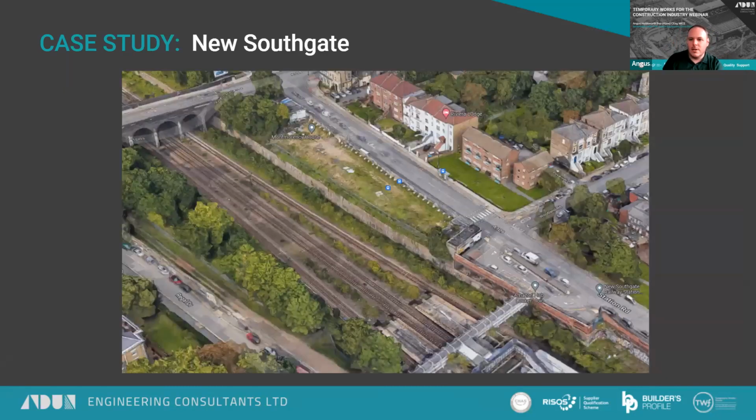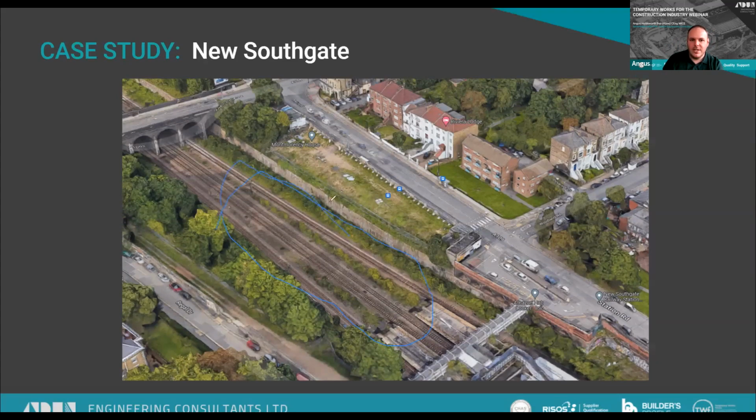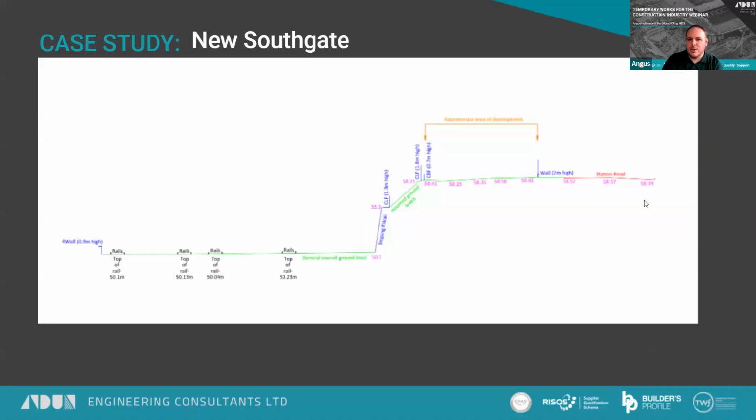And then you start looking on Google Maps just to get an idea of the site and where it is. And lo and behold, what's this here? It's a railway. What's this here? A big retaining wall. None of which was on any of the documentation that was provided to us. Then you start doing a bit more digging, and you get this cross section sent back through to you.